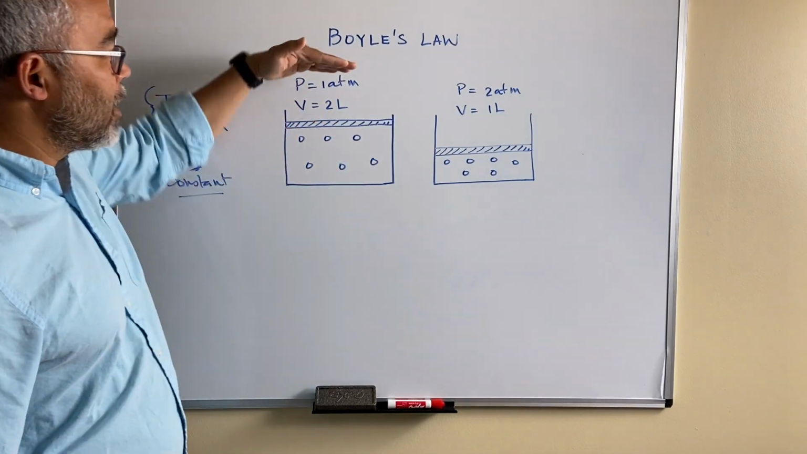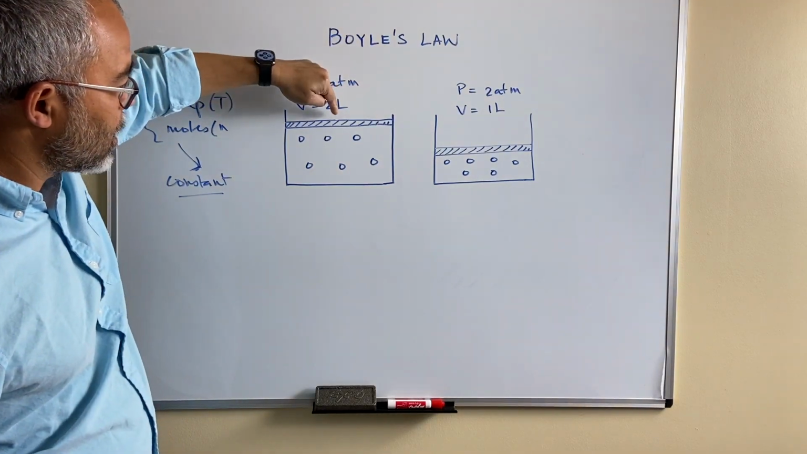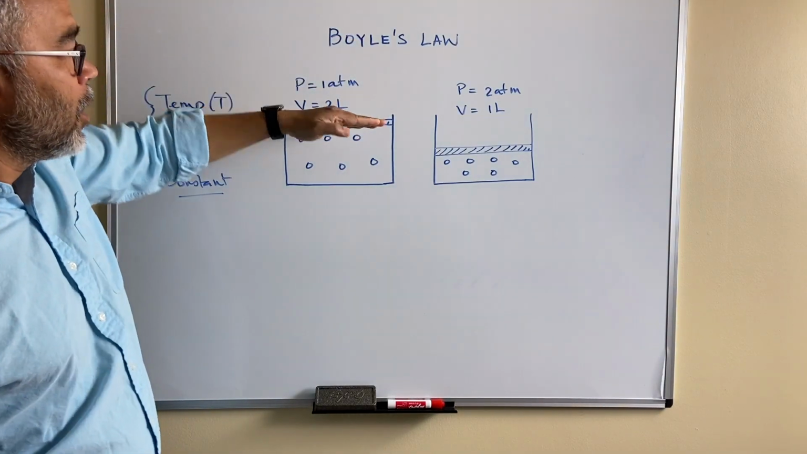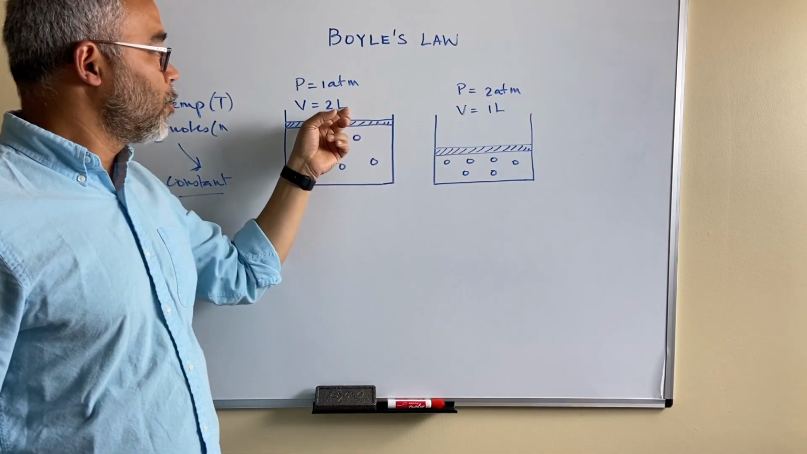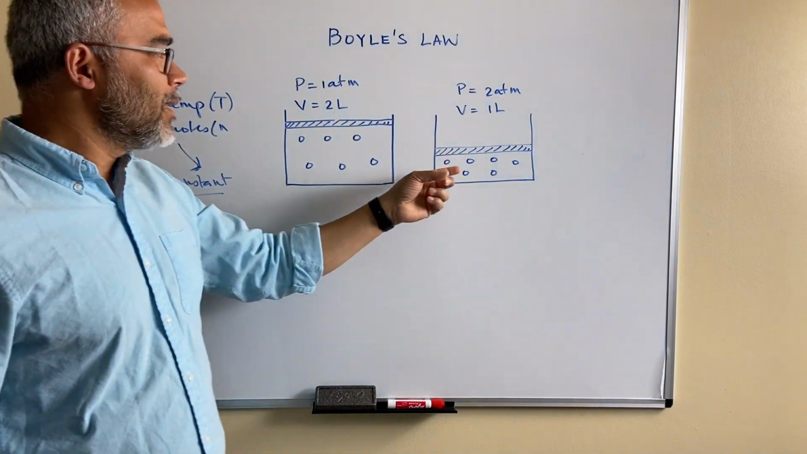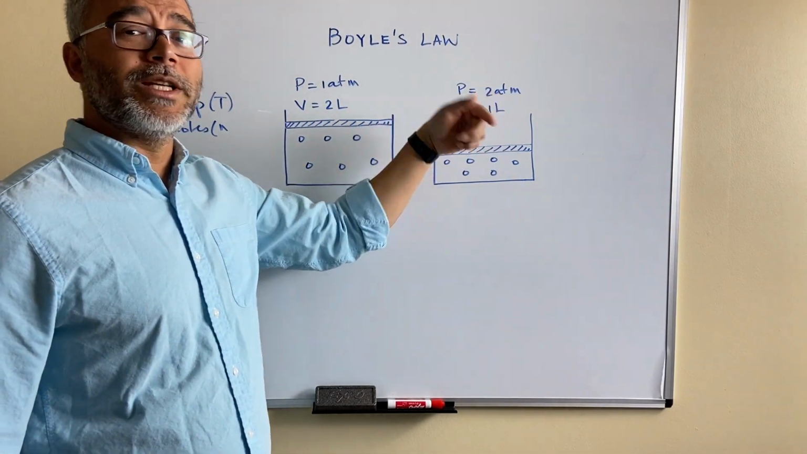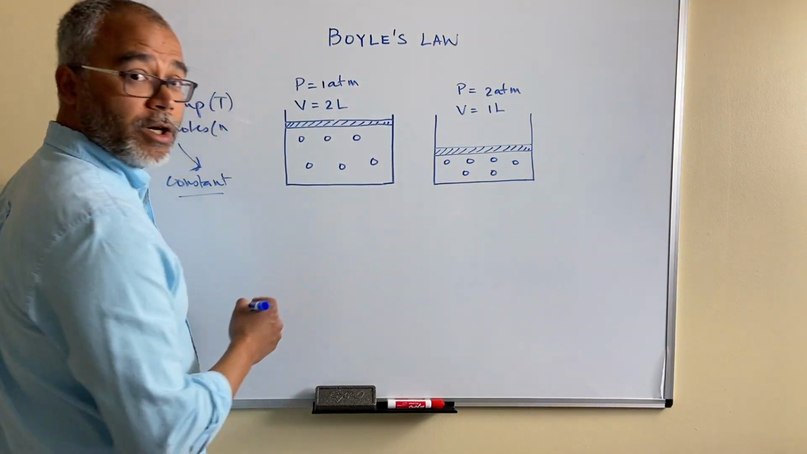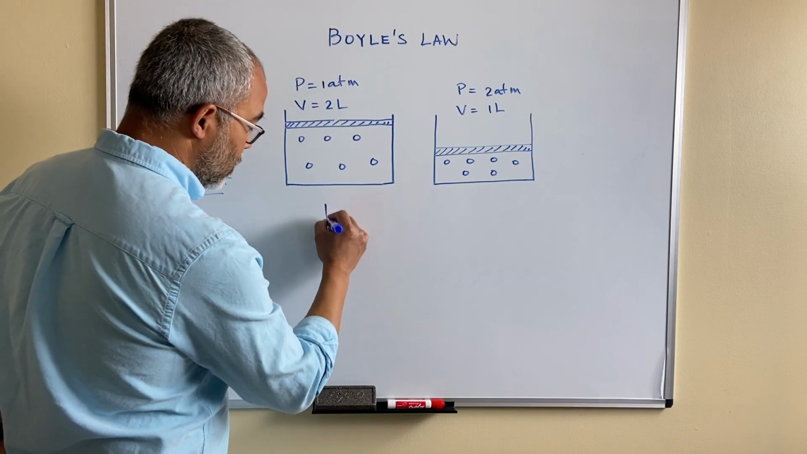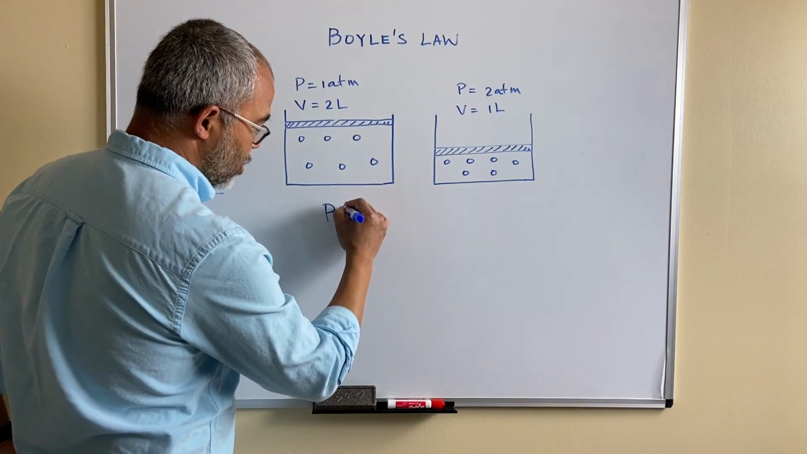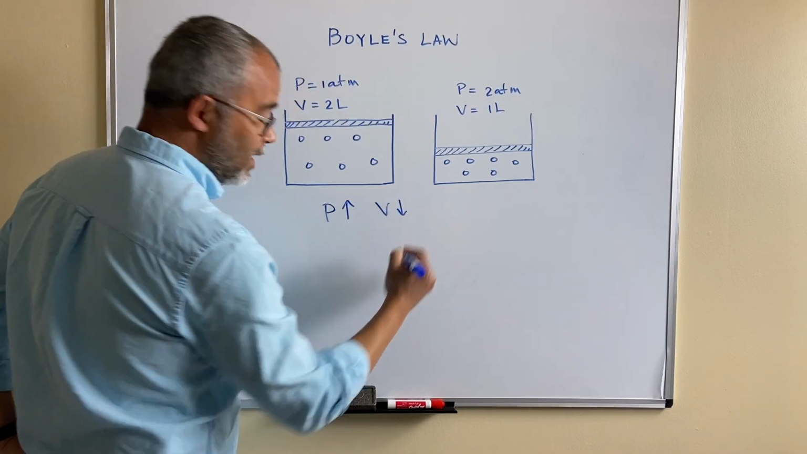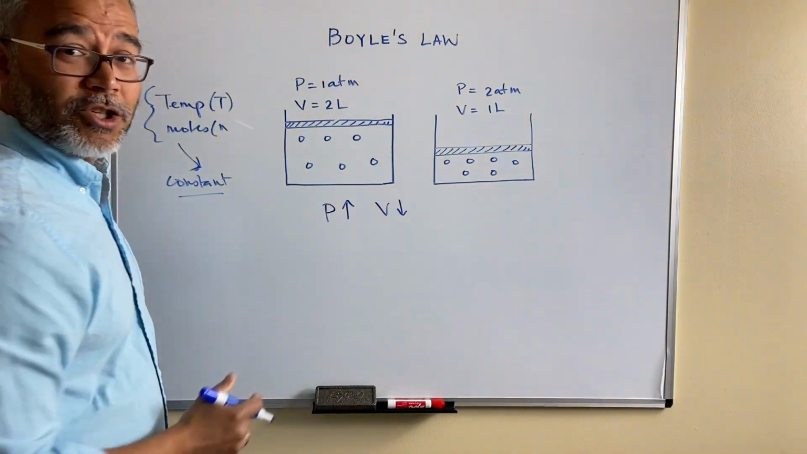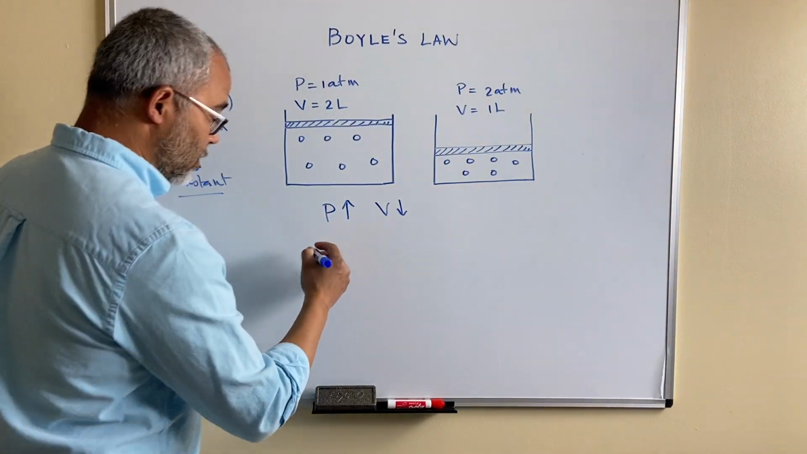Now it turns out if you increase the pressure, so if you push down on that piston, to make the volume half of what it was, then the pressure that you would need would double. And that's exactly what Boyle's law says. If you think about the relationship, as pressure increases, volume decreases. And Boyle's law puts this into a mathematical relationship in this form.